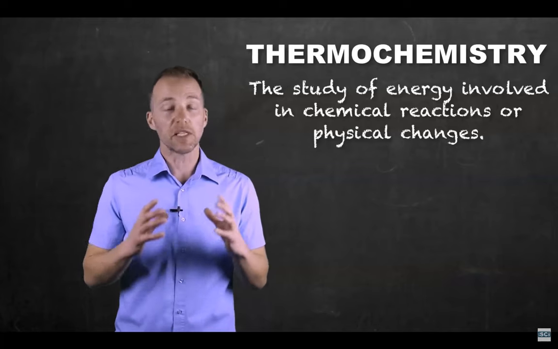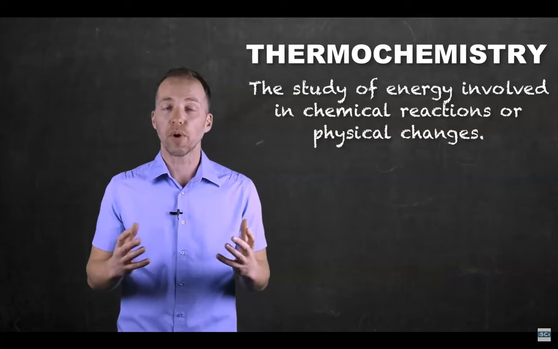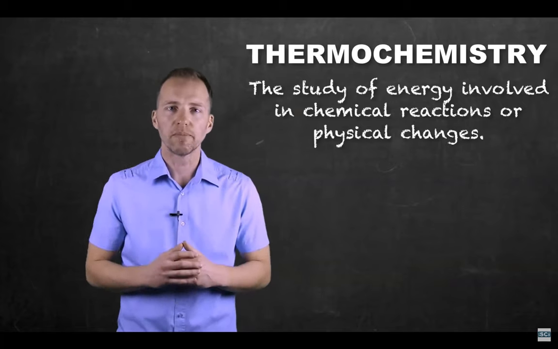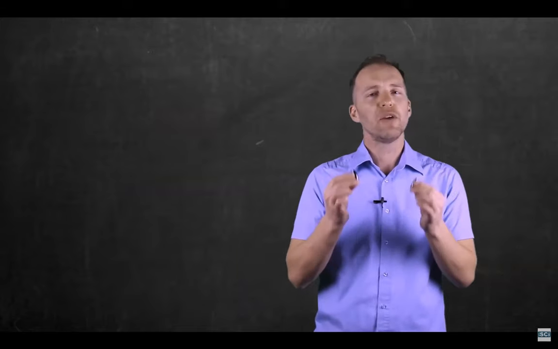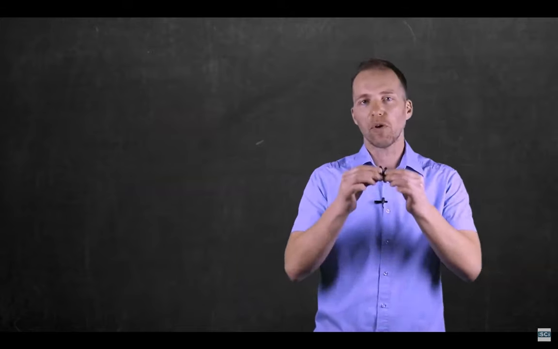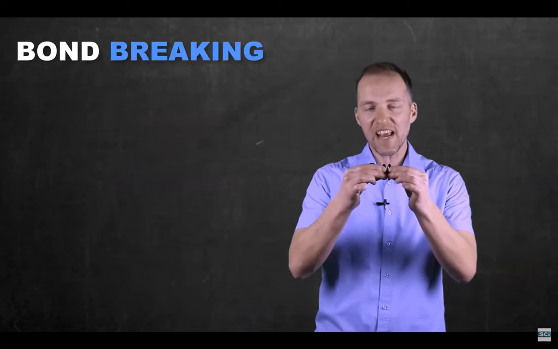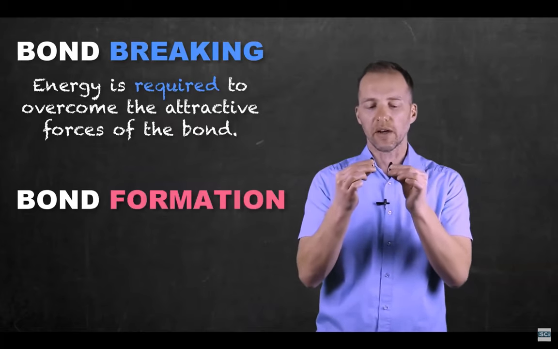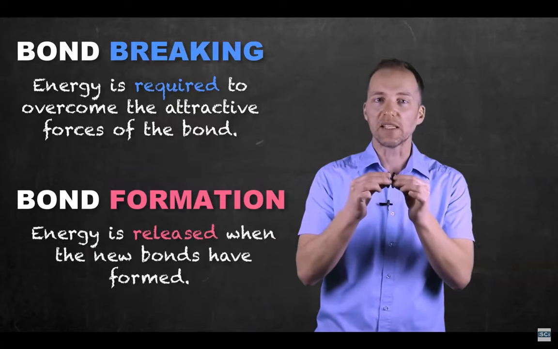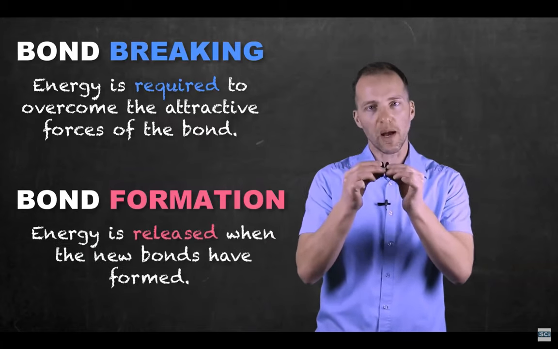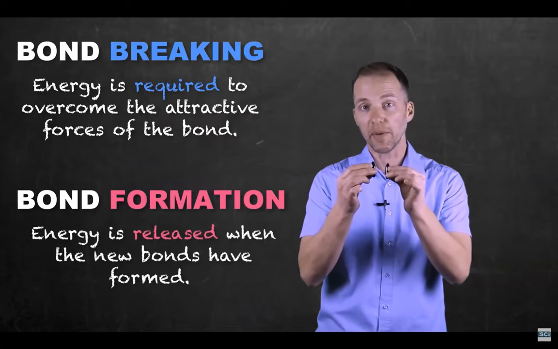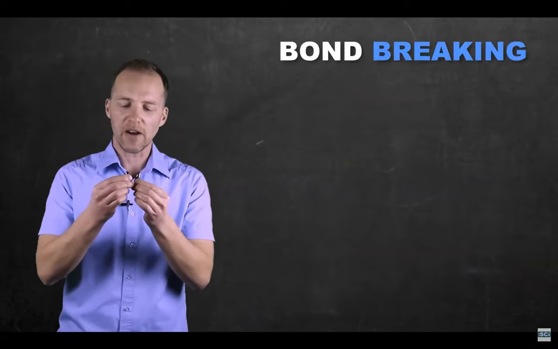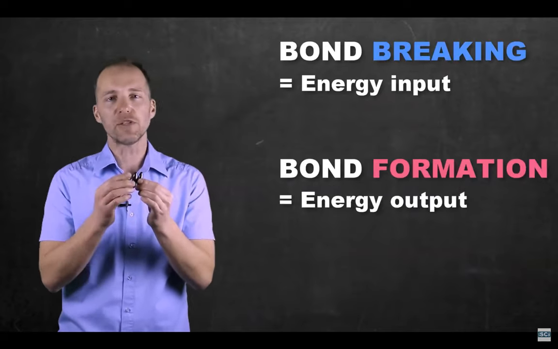Now, the study of this energy, at least as it relates to chemical reactions or chemical processes, is what we call thermochemistry. But just where does this energy come from? So what I have here are two magnets. Now, if we think about a chemical bond, as a chemical bond is being broken, much like these magnets, it takes energy to overcome the attractive forces. And when new bonds form, we can hear that energy is released as a result of these two forces coming together, or these two substances coming together in forming that bond. So if we think about this as an analogy to a chemical bond, it takes energy to break chemical bonds, and energy is released when bonds form.